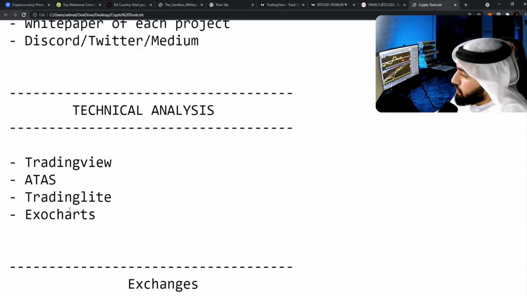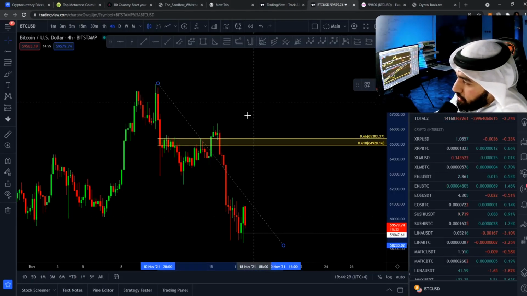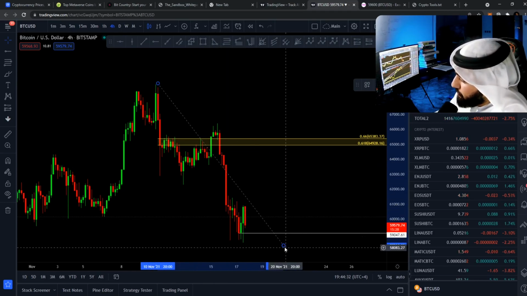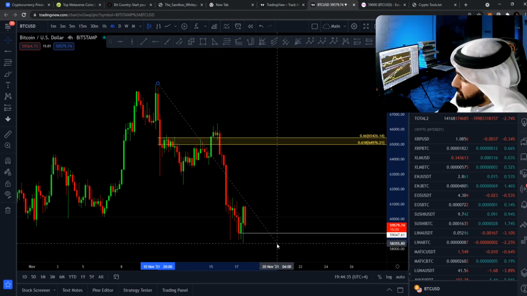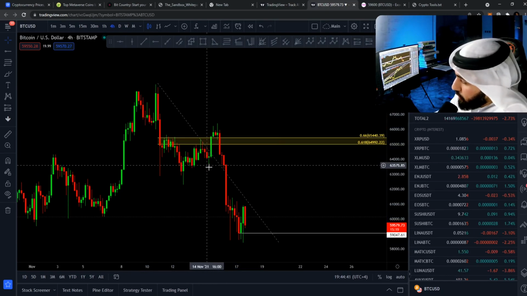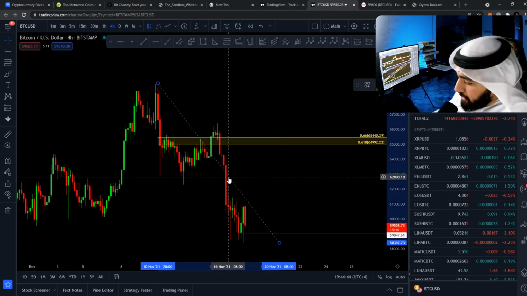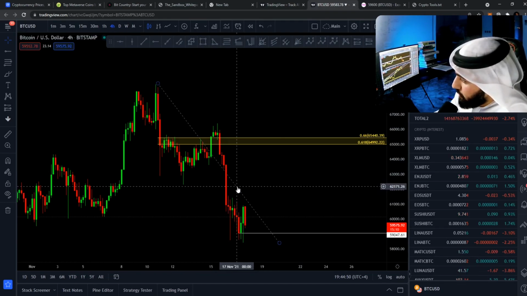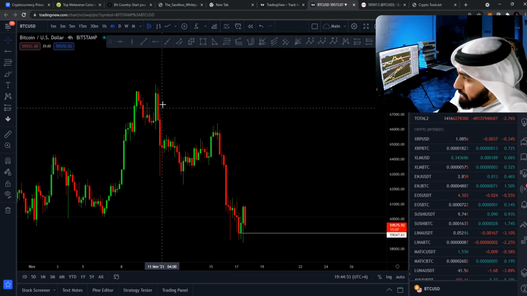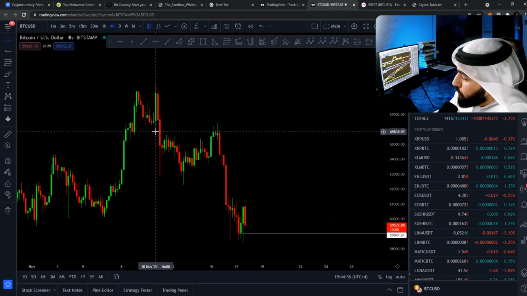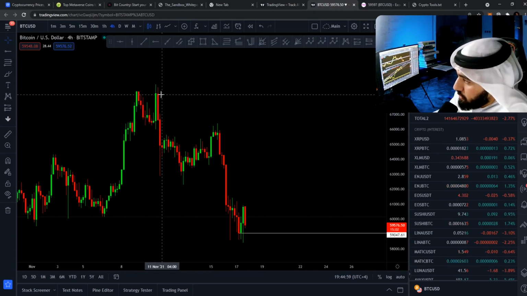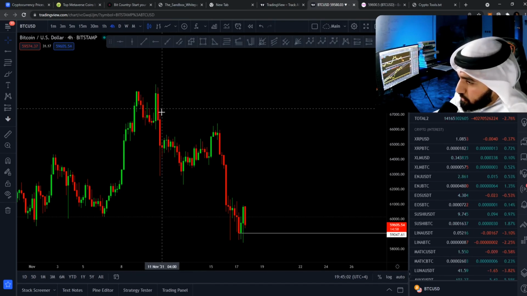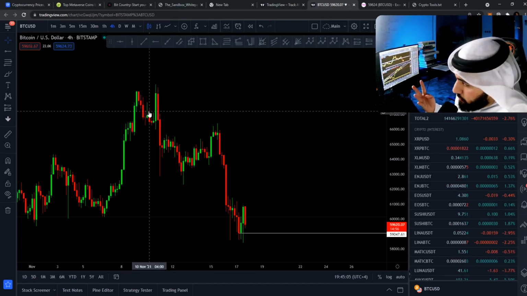Moving on to the second part, Bookmap, TradingLite, and Exocharts. I call this blind trading, blind technical analysis. Why do I call it that? Because of the depth of information you're getting. What you're getting out of the technical analysis on TradingView is basically candles, which is the price action, with the open, close, high, and low. So you're getting four pieces of information on each candle.